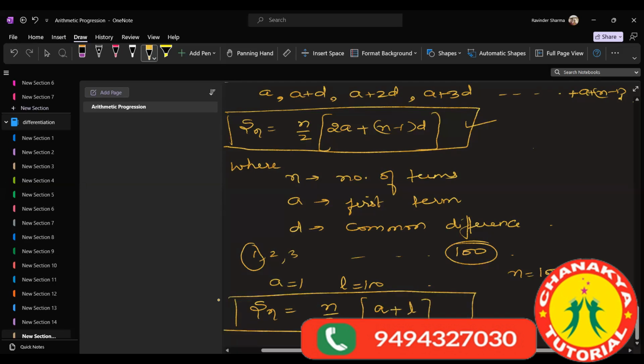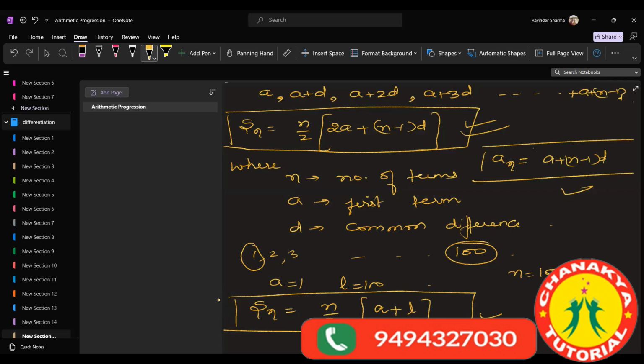This is the formula. So these two formulas plus the nth term formula a plus n minus 1 into d, you have to learn for this whole chapter. So please note these formulas, beta. Then I am going to explain to you through examples the application of this formula.